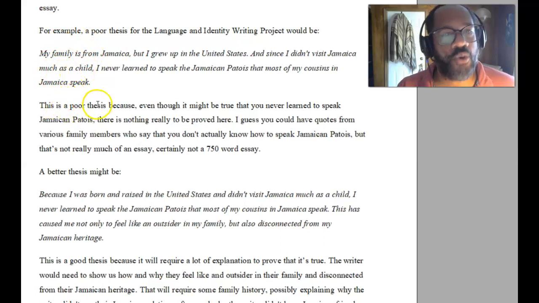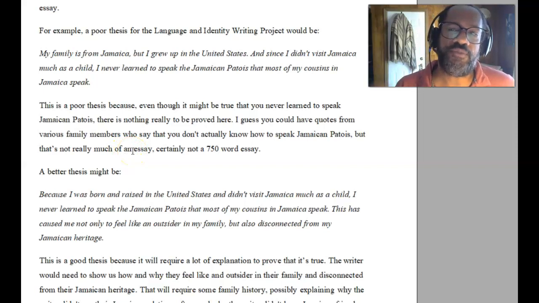I say this is a poor thesis because even though it might be true that you never learned to speak Jamaican patois, there's really nothing to be proved here, right? Because this person just states a fact: I grew up in the United States and I didn't learn to speak that. So what are you proving there? I guess you could have quotes from various family members who say that you don't actually know how to speak Jamaican patois, but that's not really much of an essay, certainly not a 750-word essay.